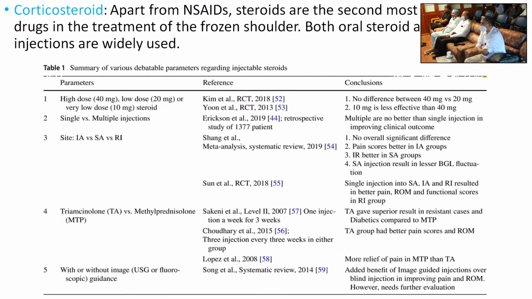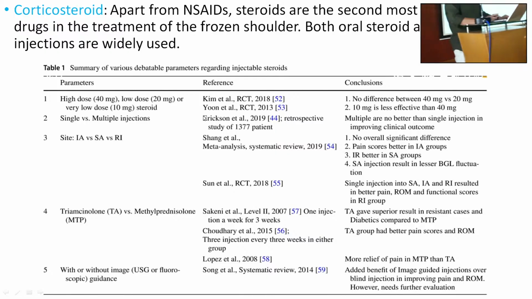Corticosteroid. Apart from NSAID, steroids are the second most commonly used drugs in the treatment of frozen shoulder. Both oral steroid and local steroid injections are widely used. This is a summary of various debatable parameters regarding injectable steroids.